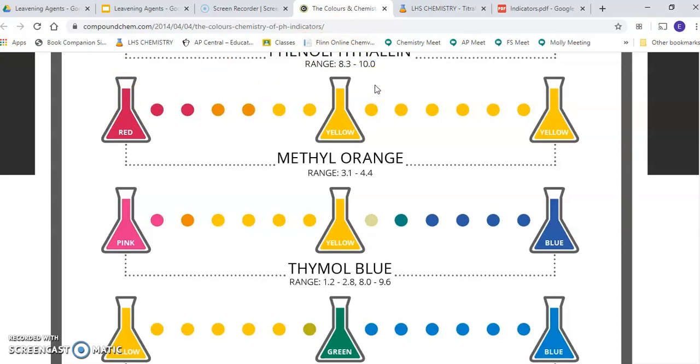It's a little callback to your art days. If we mix red and yellow together, you get orange. So from about a pH of 3.1 to about 4.4, you get orange. And then anything higher than that, you have a yellow color.